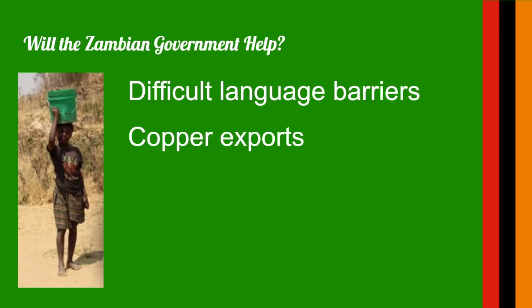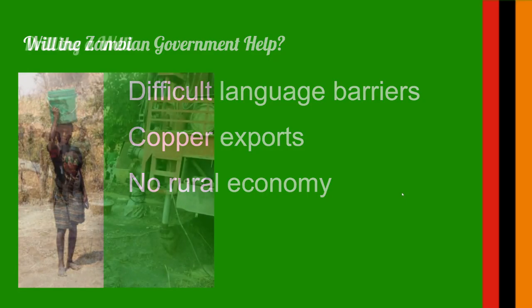So most, 60% of all these Zambians live in this rural area, and they are not employable in the copper export market, and they're just kind of overlooked by the main government. There's just no rural economy to uplift these areas. There's no reason for the government to supply these areas because the cost and the outcome are just not seen as beneficial.